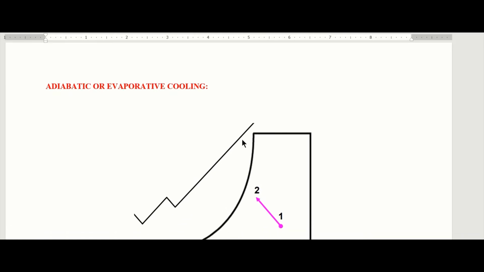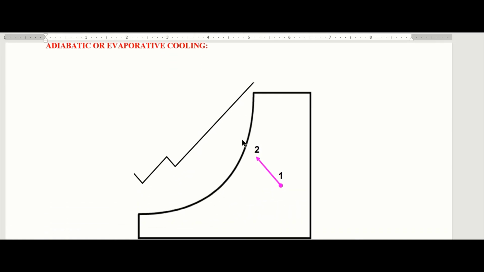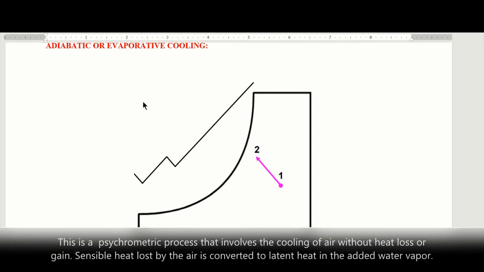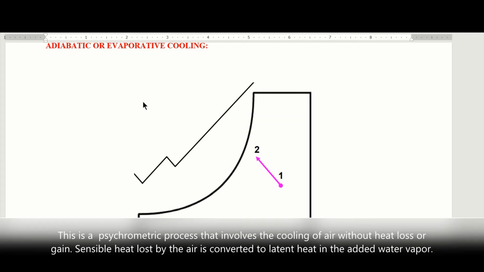So the next type of psychrometric process is called the adiabatic, or we call it the evaporative cooling. Now this is a psychrometric process that involves the cooling of air without heat loss or heat gain. Sensible heat lost by the air in this case is converted to latent heat in the added water vapor.